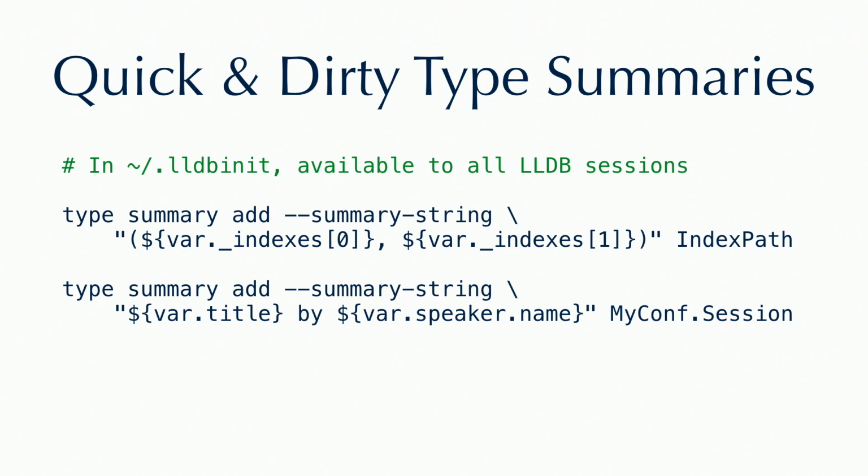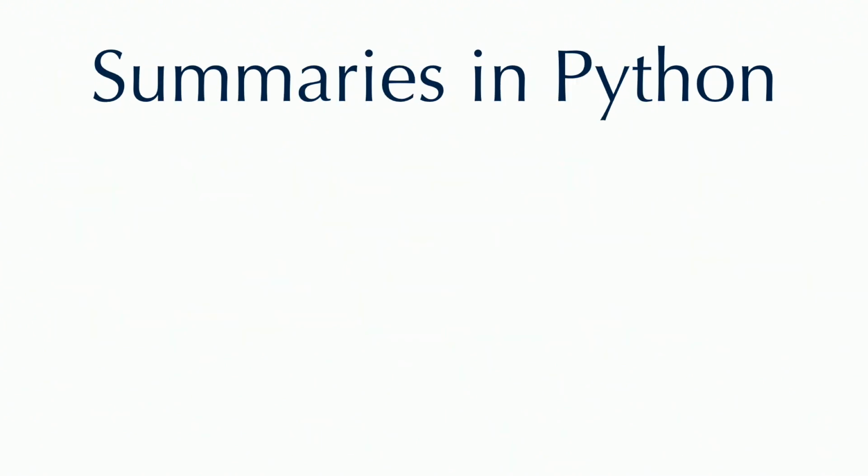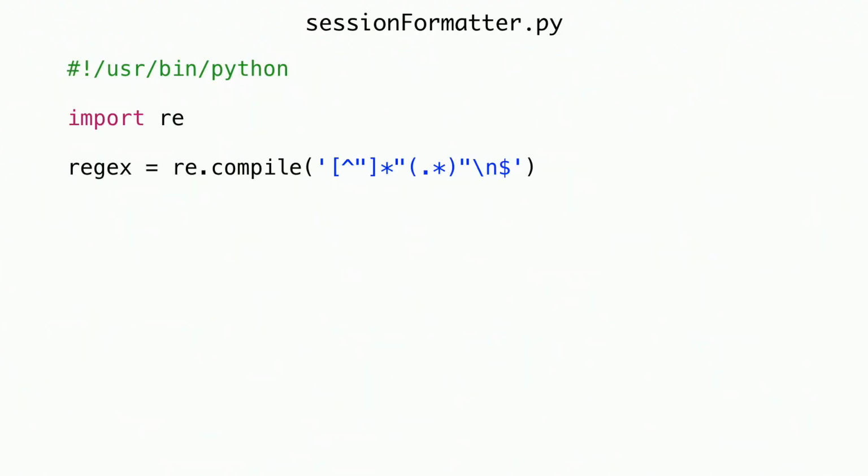What exactly did I do? Summaries in Python. The first thing I did is I created a Python file, and this is on my drive right now. It's a file called sessionformatter.py. I can call it whatever I want. In Python, the file name can also be thought of as a package name. So you could say that this package is the session formatter package.